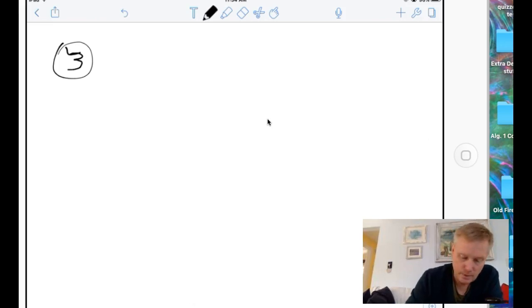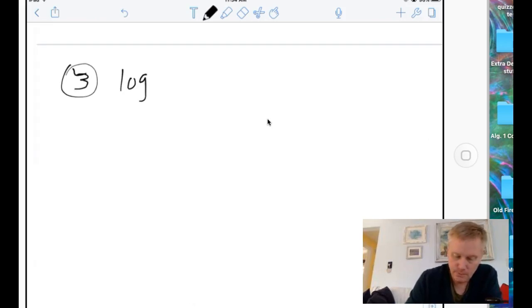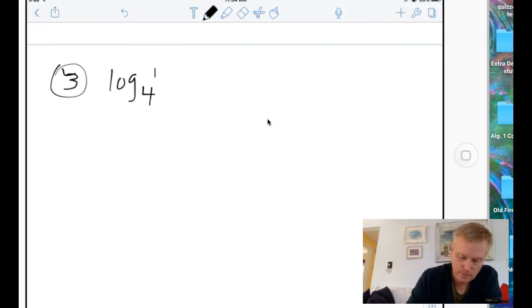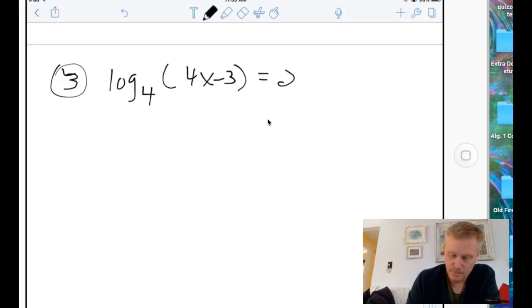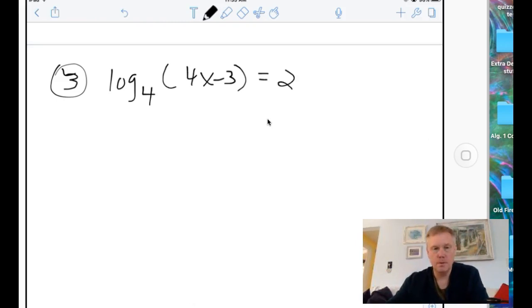Number 3 is this: log base 4 of 4x minus 3 equals 2. All right, so this one, a little different. I'm not going to take the log of both sides. You take the log of the log. I don't even know what that would be. That'd be very complicated.